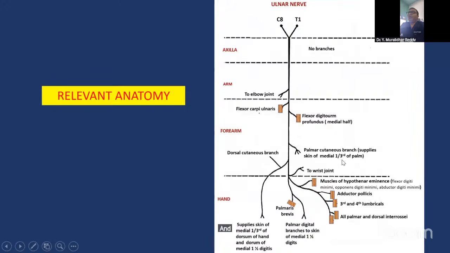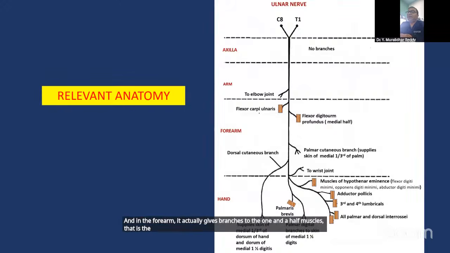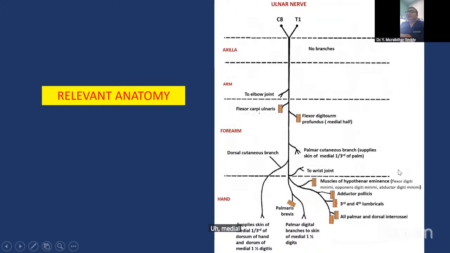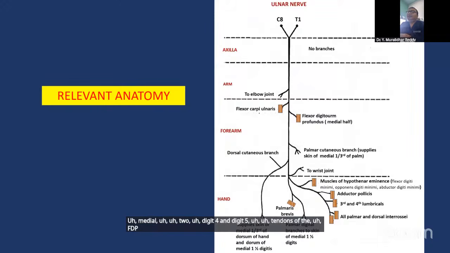In the forearm, it gives branches to 1.5 muscles, that is the flexor carpi ulnaris and the medial two digit, digit 4 and digit 5, tendons of the FDP. Then it gives two cutaneous branches, the palmar cutaneous branch and the dorsal cutaneous branch, and then enters the Guyon's canal and divides into the superficial branch and the deep branch.